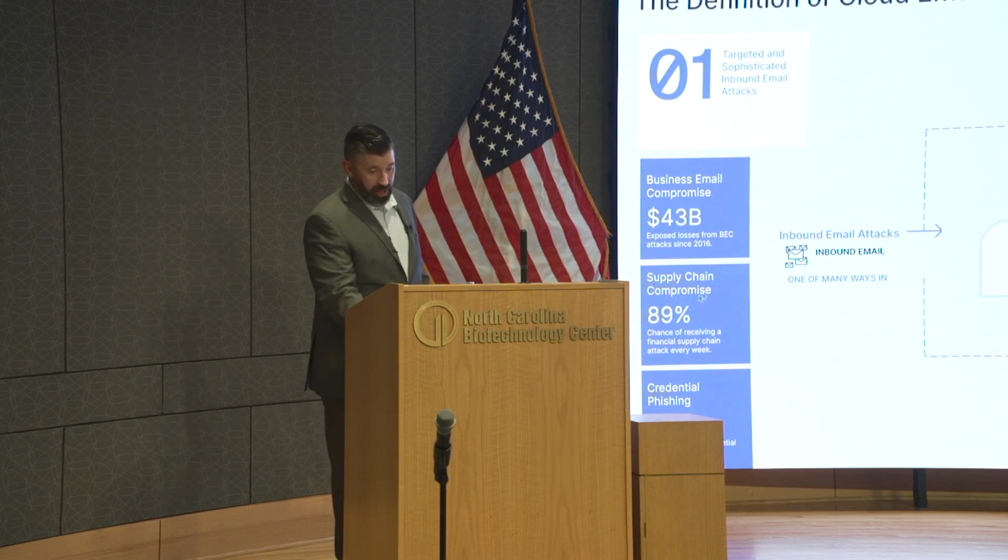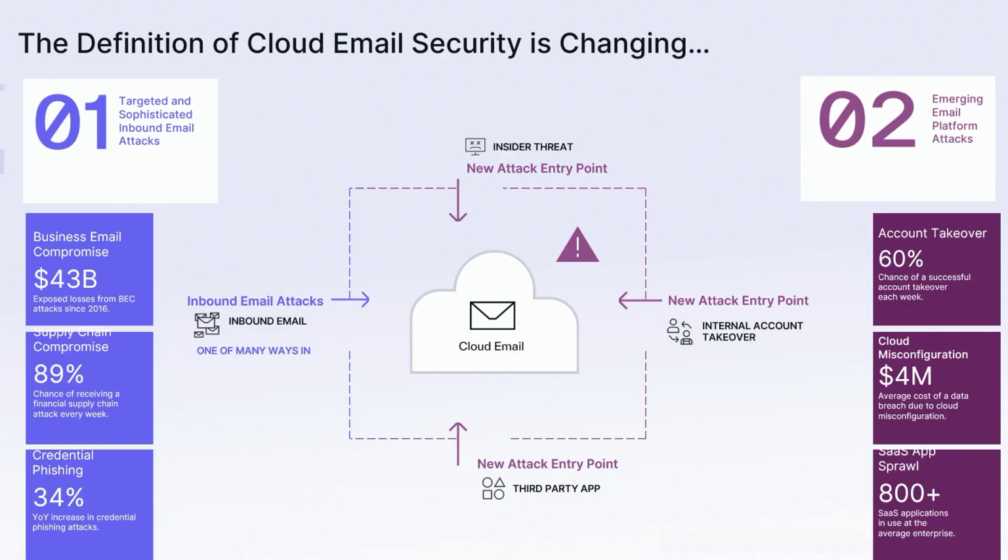When we look at supply chain compromise, we see, on average, an organization is going to get one of these per week, so 52 a year. Of those 52, how many are successful? That's an interesting question to ask, because most people don't disclose when they do get breached. When it does happen, your cyber insurance adjuster is going to tell you to get lost, because it's a human error. And then we get into the SaaS app sprawl, right?